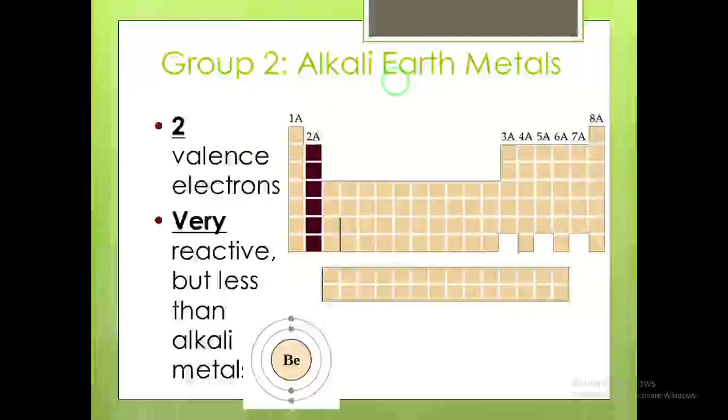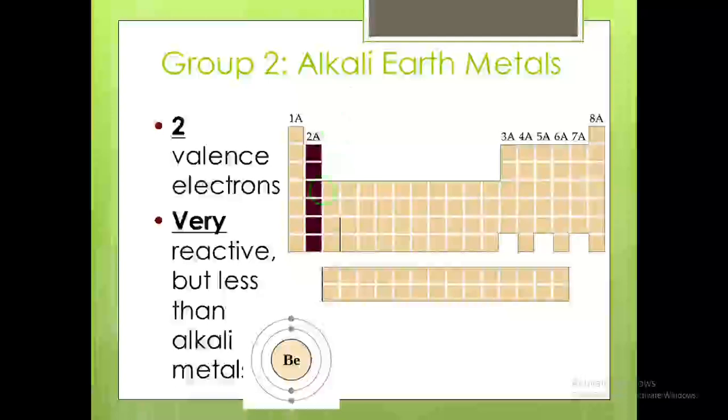Alkali earth metals. Now, these have two valence electrons, and they are in group 2. So you can see one valence electron in group 1, two valence electrons in group 2.